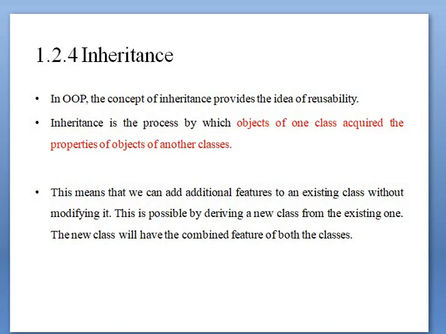The existing class is known as the base class, and the new class derived from the existing class is known as the derived class. This means that we can add additional features to an existing class without modifying it. This is possible by deriving a new class from the existing one. The new class will have the combined features of both the classes.